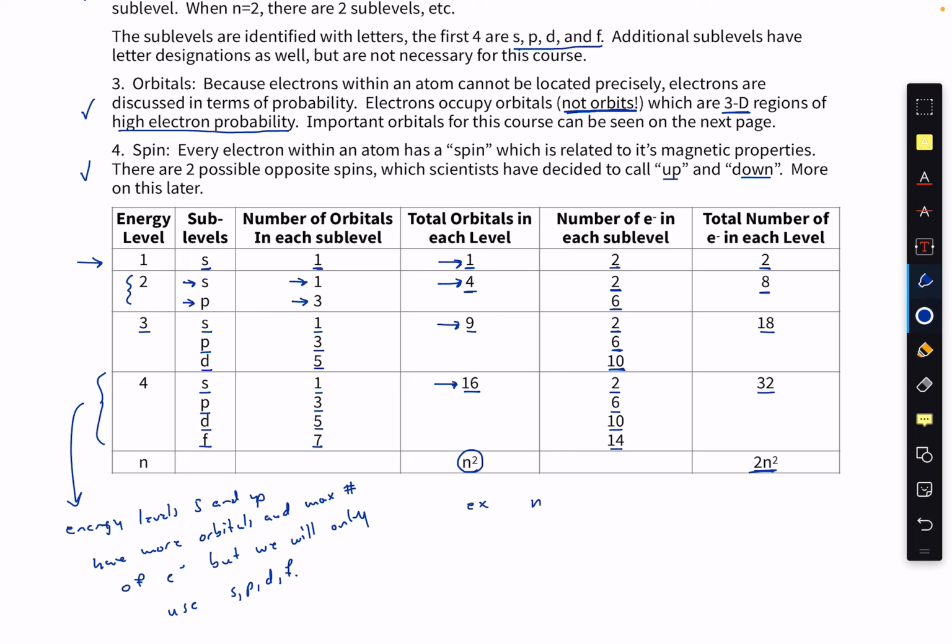So for example, if n equals 7, theoretically I could have 49 orbitals and 98 electrons. But in practice, I'm only ever going to use 16 of those orbitals, and I'm never going to put more than 32 in. And so we'll see kind of why that happens as we go along. So this last row here in the chart represents the theoretical number of orbitals and electrons that a given energy level can hold. Again, we're never going to exceed the 16 orbital, 32 electron capacity because we're never going to use any more than the first 4 energy levels.